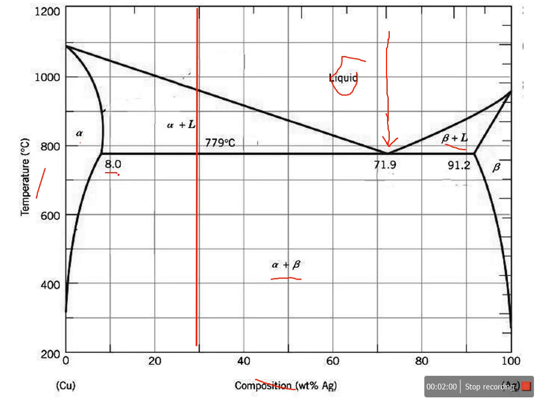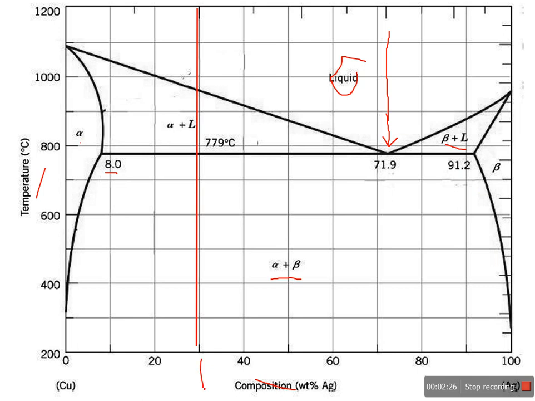In this case, the maximum solubility of silver in copper is 8%. And the beta phase is actually very different from the alpha. It's pure silver or mainly silver with a small percentage of copper. So here you can work that out. It's about 8.8% copper.